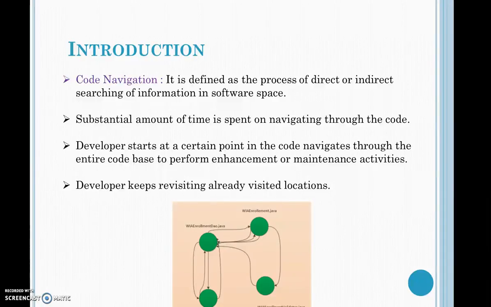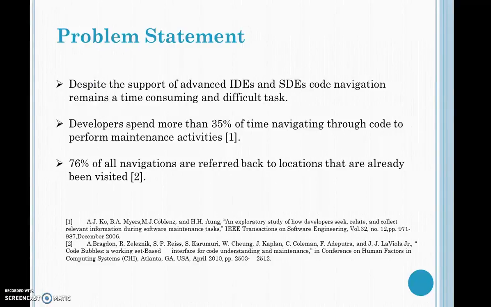As shown in the figure below, a developer starts at a certain point in the code and navigates through the entire code base to perform an enhancement or software maintenance activity. Sometimes developers keep revisiting already visited locations or explore new locations. Code navigation is a crucial activity in software maintenance. It is central to program comprehension and instrumental to software maintenance tasks. Despite the support offered in contemporary software development environments, code navigation remains a time-consuming and difficult task.